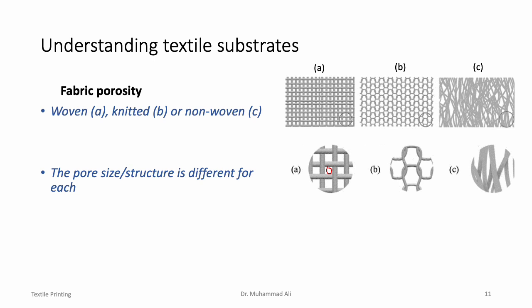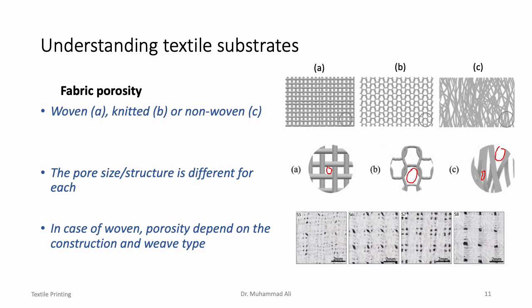Now that depends on the thread count and etc. However, generally speaking, the pore size for a knitted fabric can be assumed to be slightly greater than the pore size for a woven fabric. And furthermore, you can note that the pores in a woven fabric are all almost equal in size. In comparison, for a non-woven fabric, you can see that the pores are not of a regular shape, regular profile. Some of the pores are very small, while the others are very large.